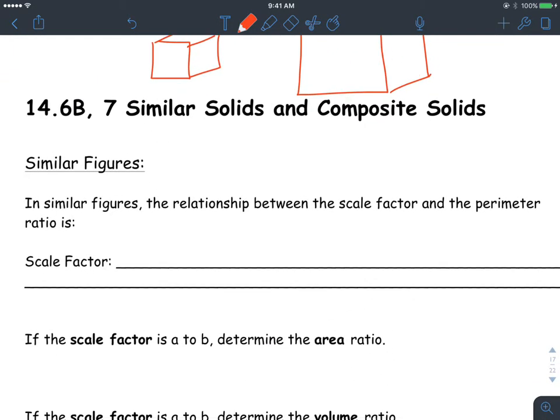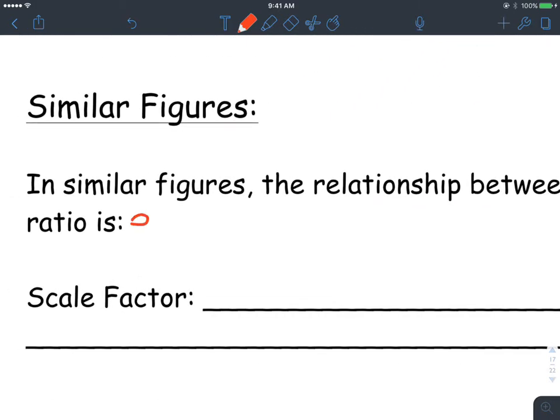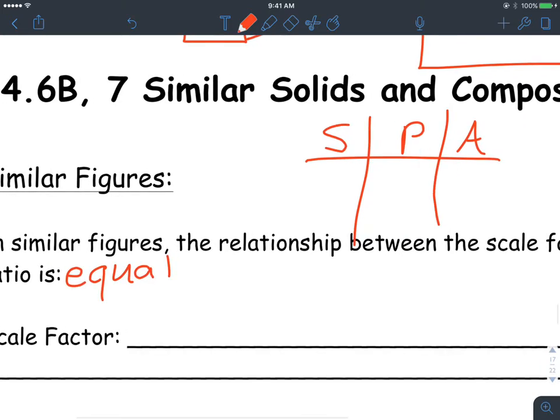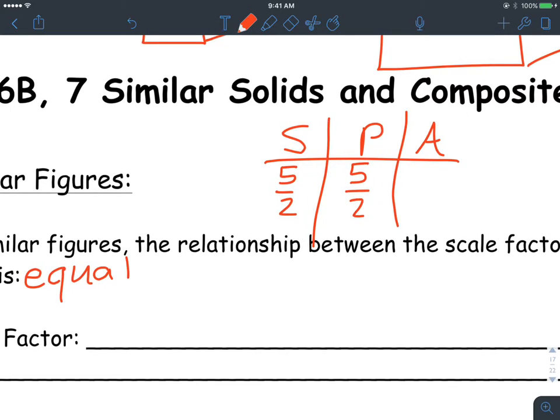So in similar figures, the relationship between the scale factor and the perimeter, we learned that those were equal to each other. If you think back to our lesson where we did the little SPA charts, we said, for example, if you had 5/2 for your scale factor, the perimeter still had that same ratio, 5/2. And then we learned that you square your area ratio. So that'd be 25/4, squaring both pieces there.